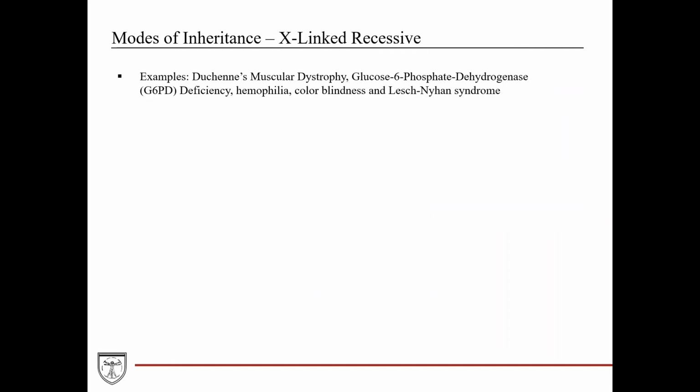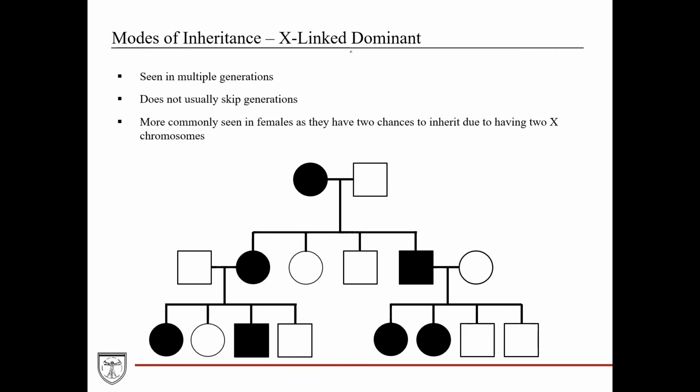Examples of diseases that exhibit X-linked recessive inheritance are Duchenne's muscular dystrophy, glucose-6-phosphate dehydrogenase deficiency, hemophilia, color blindness, and Lesch-Nyhan syndrome. All right, so now if we talk about X-linked dominant, here we're just going to give you a basic overview of X-linked dominant. We actually have an entire lecture dedicated to X-linked dominant disorders later on in the unit.